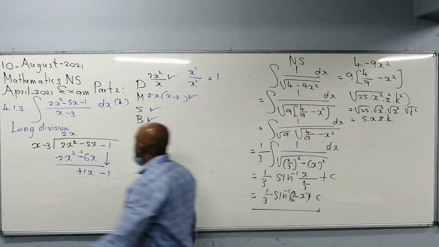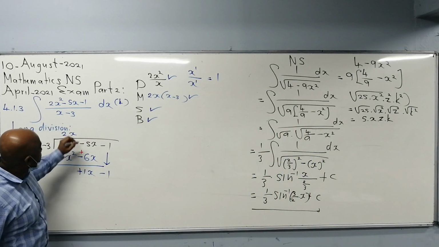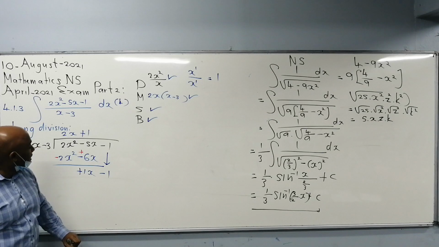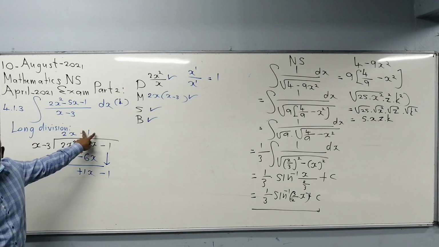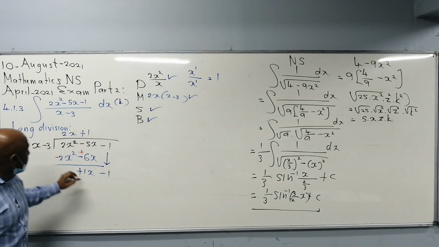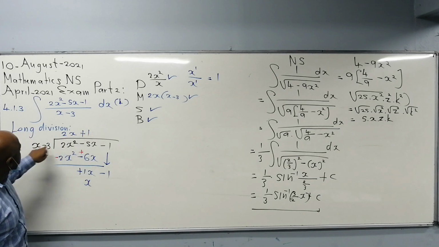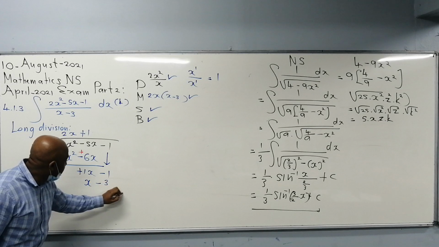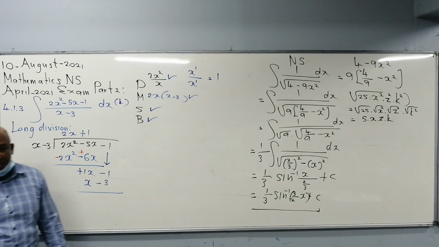So now, what do I have? X divided by x is positive 1. Multiply only the one that you just worked out now. So I'm going to go 1 times x, which is x. 1 times minus 3, minus 3. It's just a simple process.